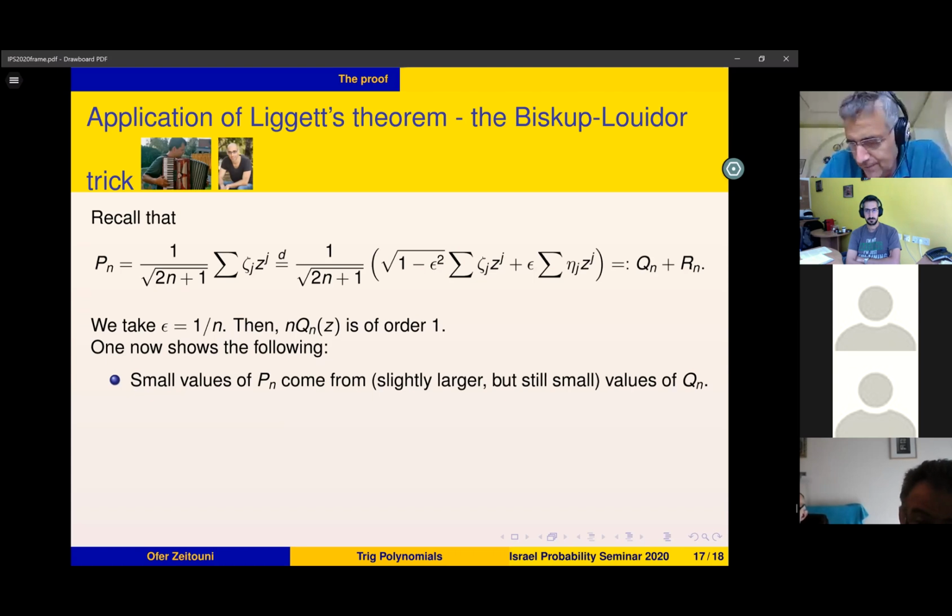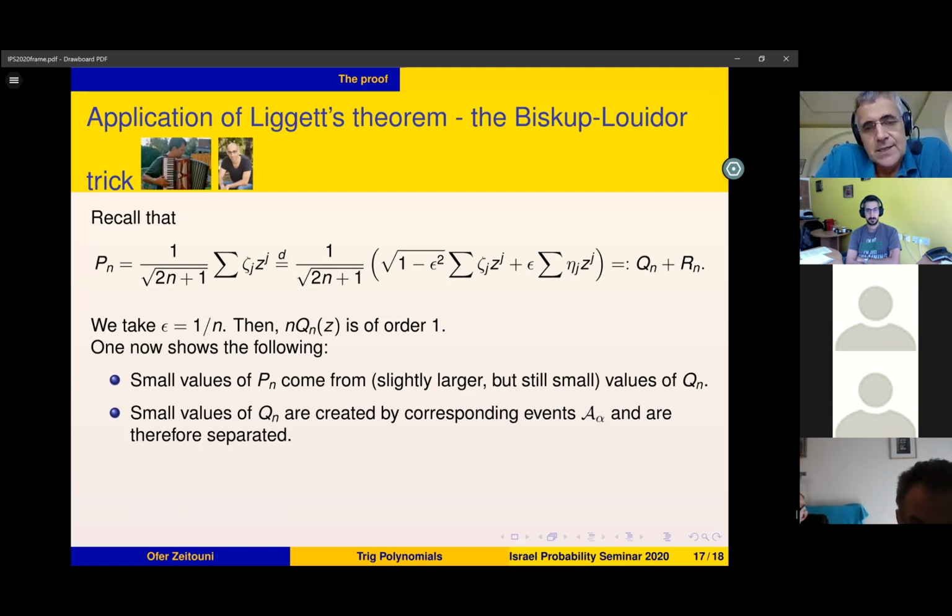So that's again essentially a first moment computation. The second point that you should realize is that the small values of Qn, which are candidates for being minimum, are created by the events A alpha, and they are separated. As we saw before, Q cannot have two close near minima. That was the point about the B2 condition. Okay? Which means from these two facts, what can you conclude?